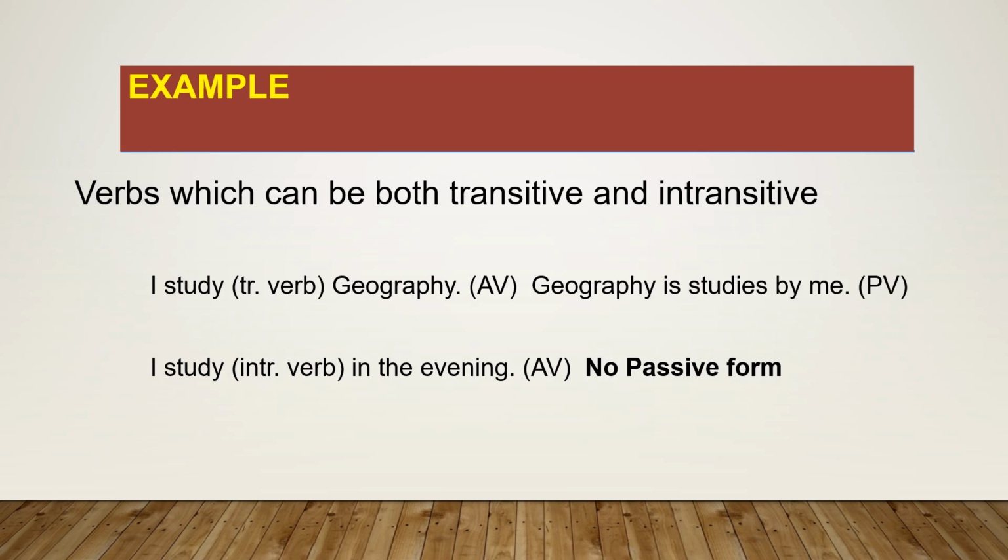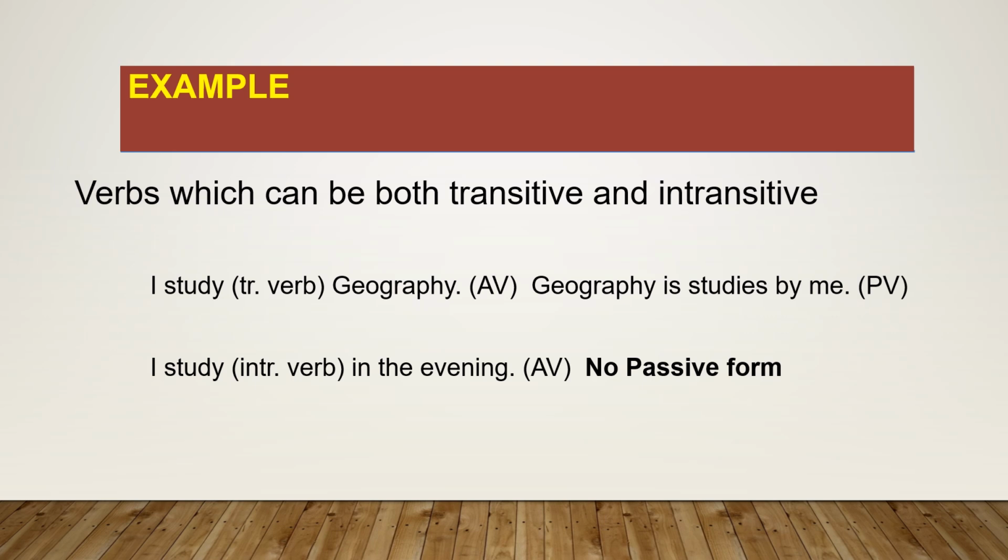Let us look at an example of this. There are certain verbs in English which can have both a transitive usage and an intransitive usage. I've given you here a simple verb, study. So I study geography, if you say, study here has an object immediately following it. Therefore, study here is transitive. This is the active voice sentence. We can change it into passive voice by saying, geography is studied by me. That is the passive form.